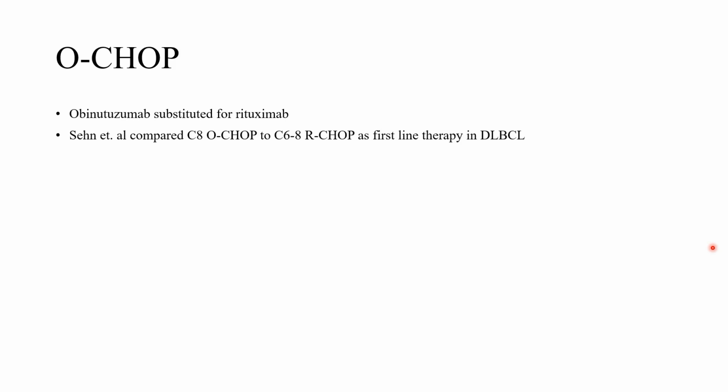Sehn and colleagues once again looked at this. They compared 8 cycles of O-CHOP to 6 to 8 cycles of R-CHOP as first-line therapy in DLBCL. In the O-CHOP, the obinutuzumab was given on days 1, 8, and 15 in cycle 1, and then just day 1 in cycles 2 through 8. In the study, all patients had an IPI that was high risk, high intermediate risk, or low intermediate risk.